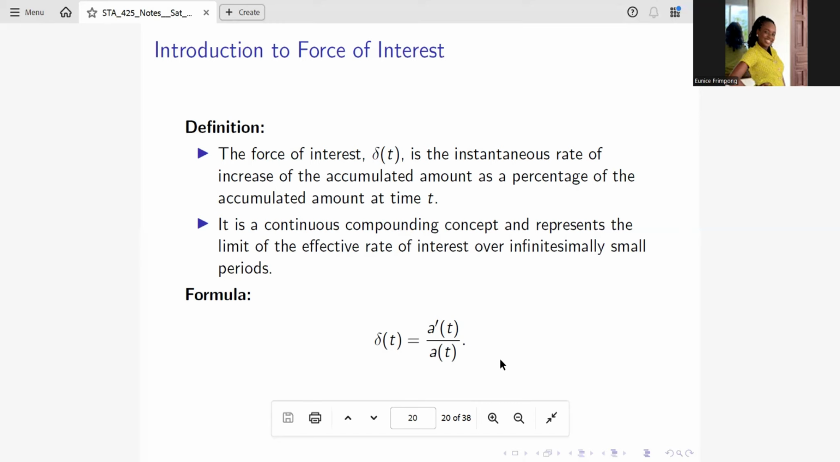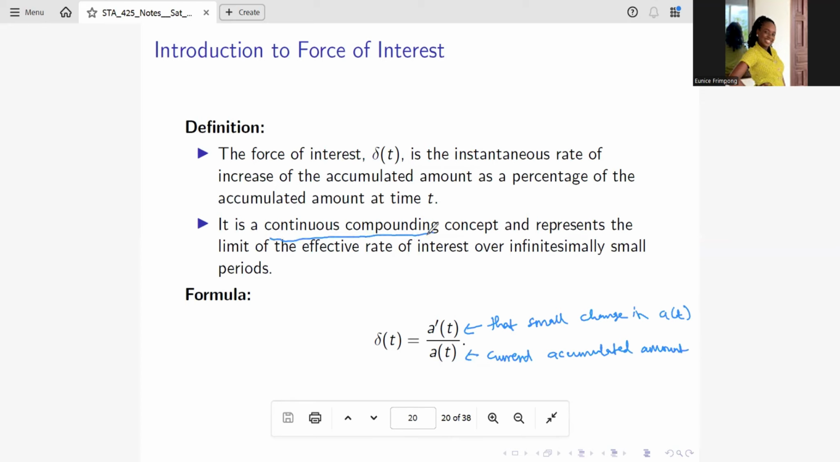We want to compare them, okay? So if I say that small change, this is representing that small change in the accumulated amount, and then this represents the current accumulated amount. So small change in A(t), right? So the force of interest is very important, especially when you are dealing with continuous compounding.